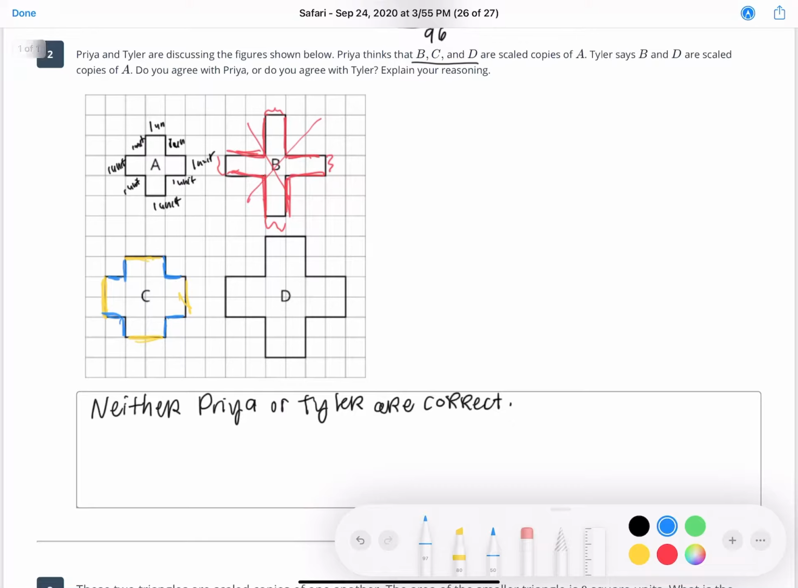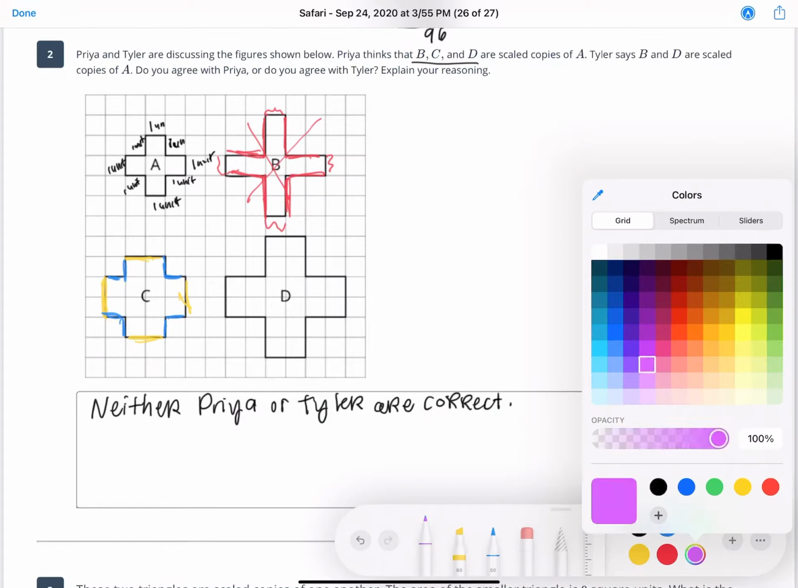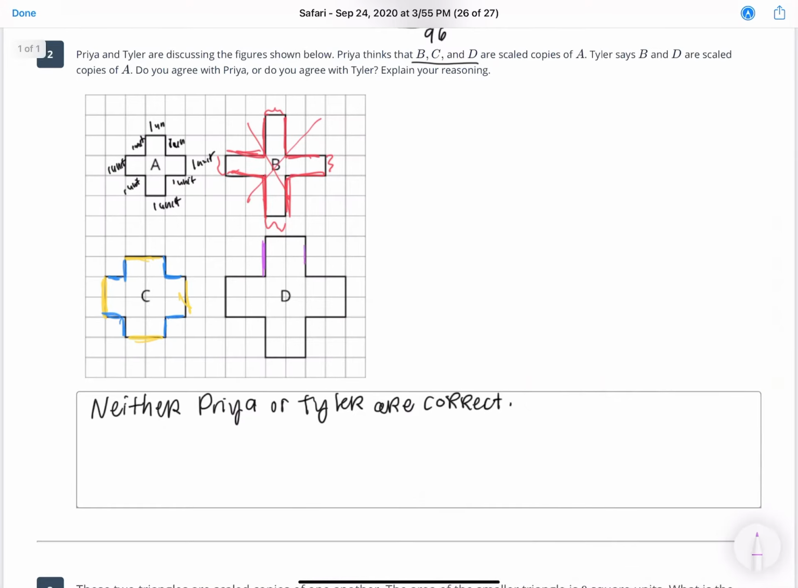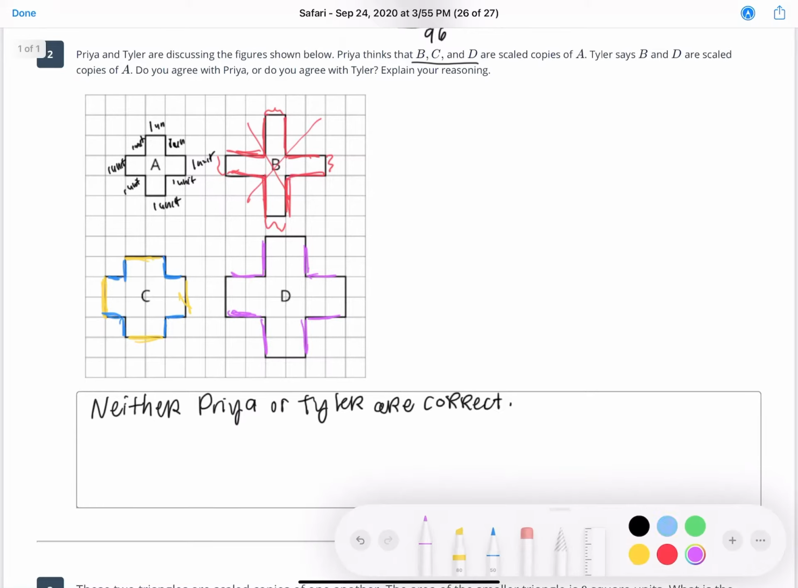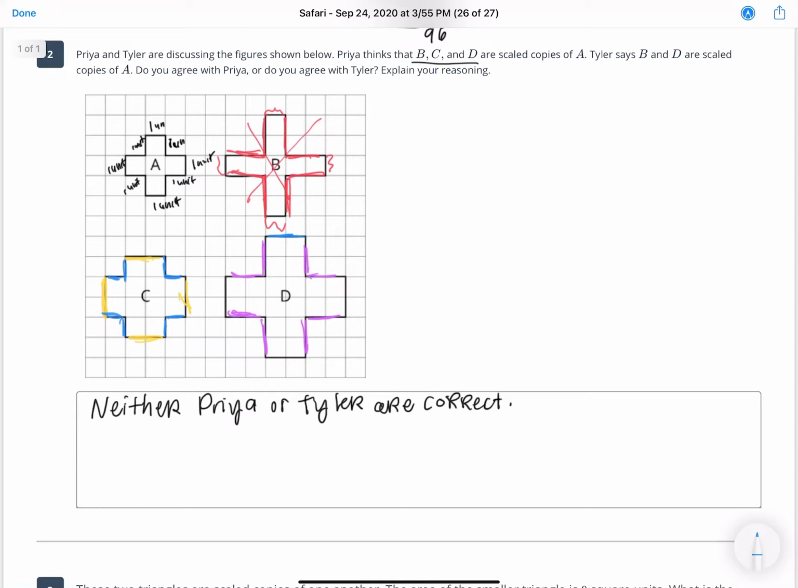But D satisfies all sides. So I'm going to do this in purple. This is 2 units, 2 units, 2 units, 2 units, 2 units, 2 units. This is 2 units as well. And then the width of, I'm calling it the little arms, is 2 as well. So this whole figure doubled correctly, okay? So that's what you were supposed to put on your test. A lot of you guys selected one or the other person, but both were incorrect.